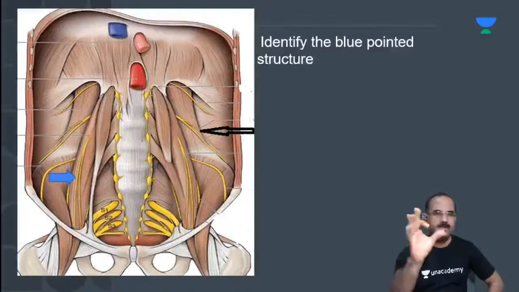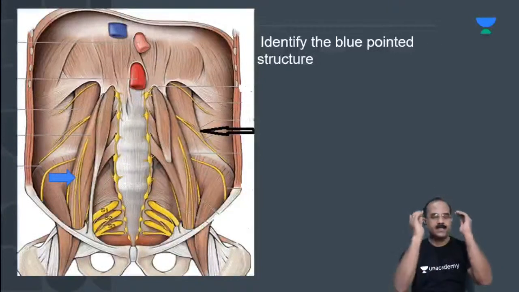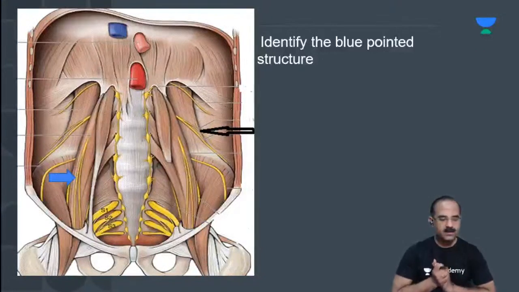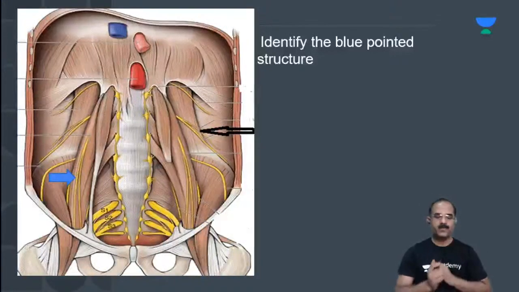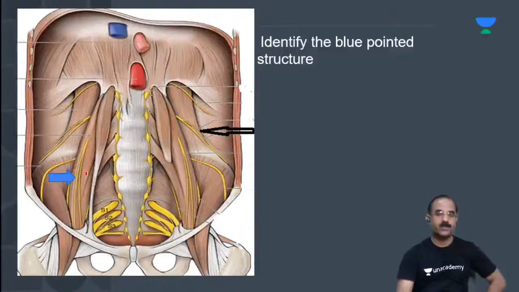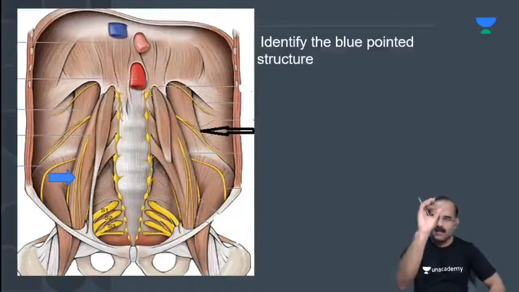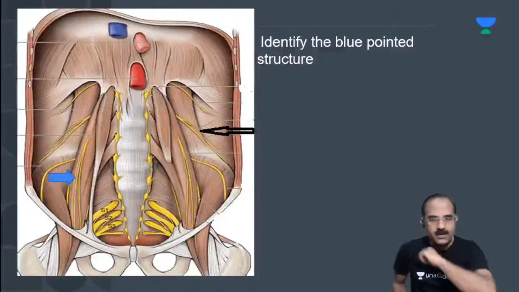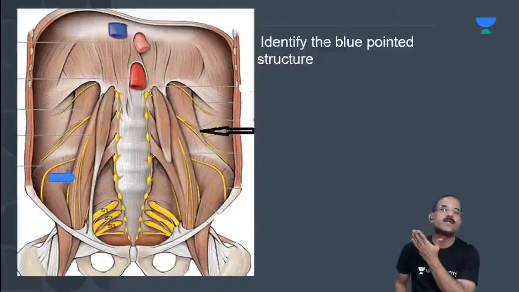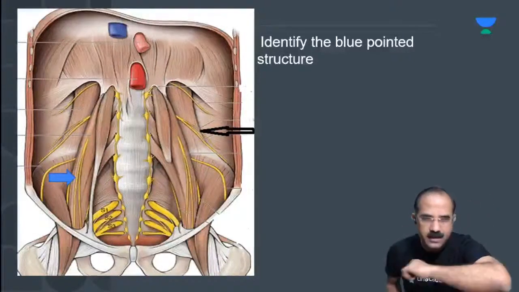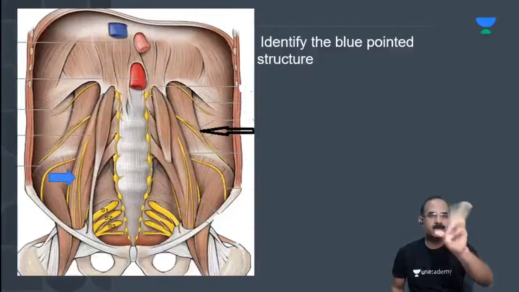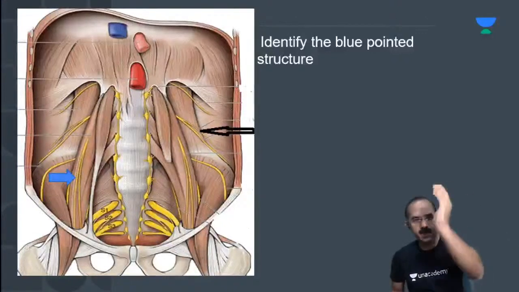This is exactly similar, if you can tell me, to a nerve. This is the genitofemoral nerve, lying on the psoas major muscle. Exactly similar, there's a nerve lying on a muscle here in the neck. If you can just guess this and tell me. There's a nerve lying on a muscle in the neck, exactly similar to the genitofemoral nerve lying on the psoas major.